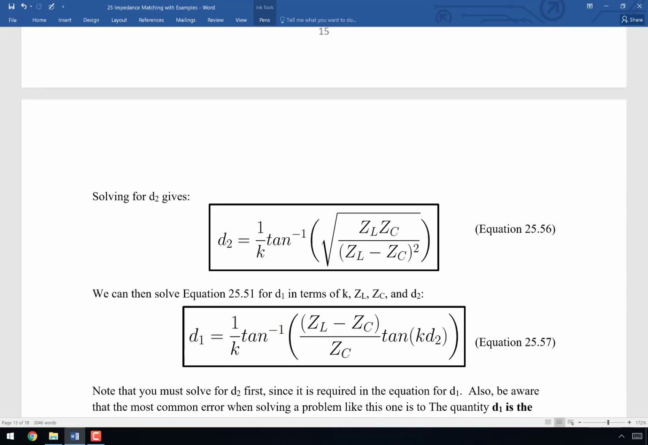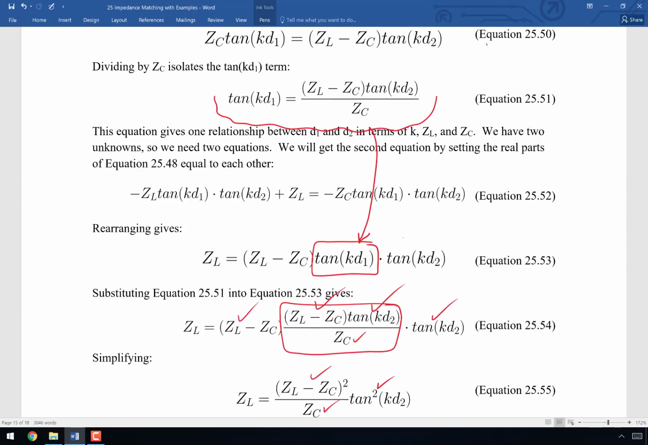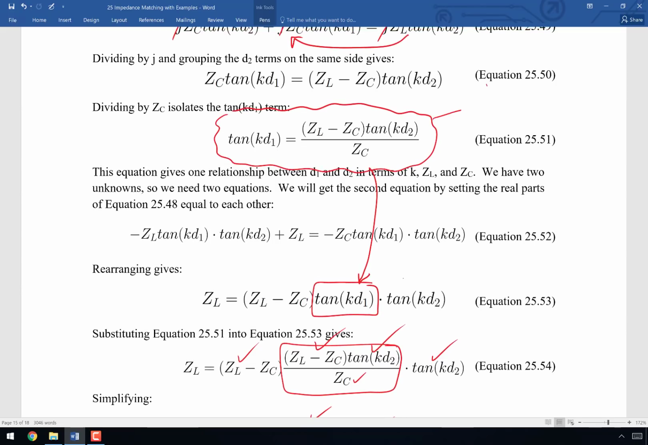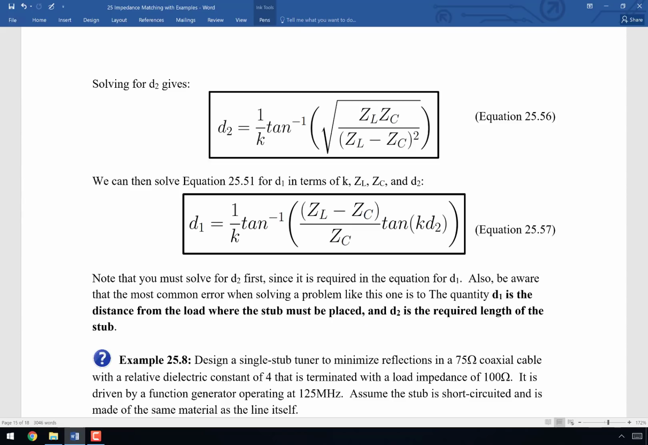We're going to combine, let's see, I'm going to go back up to equation 25.51, which is this equation right here, the one that I said we were a pretty big fan of. I now know what D2 is. So I'm going to plug what I know for D2 into equation 25.51, and then I'm going to solve it for D1. And that's where I get this equation right here.